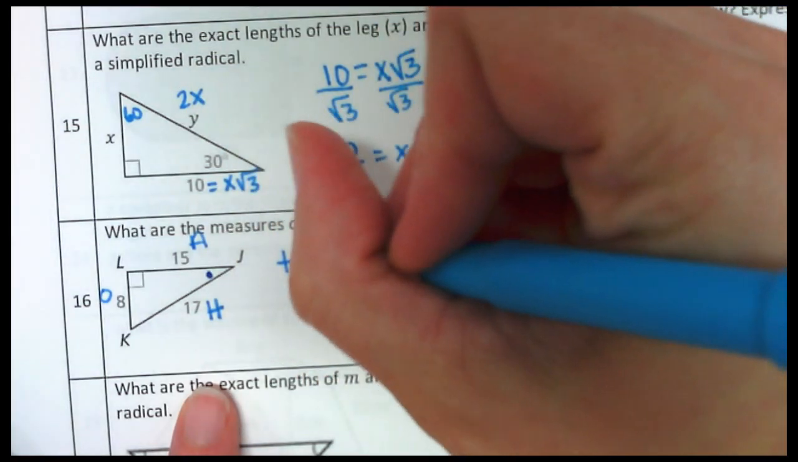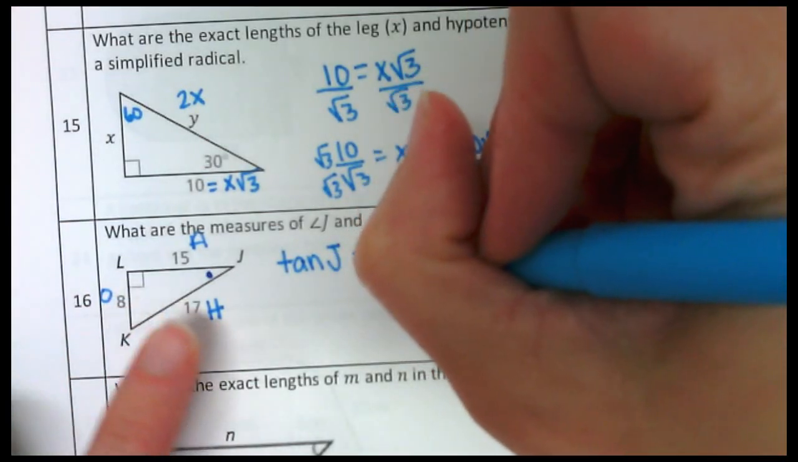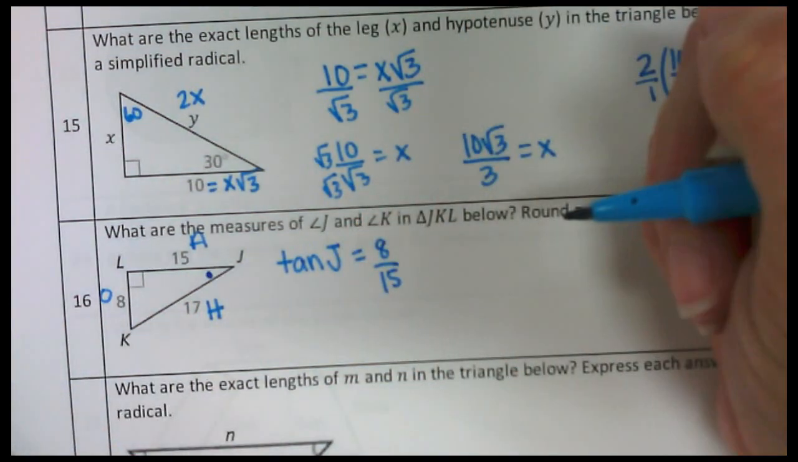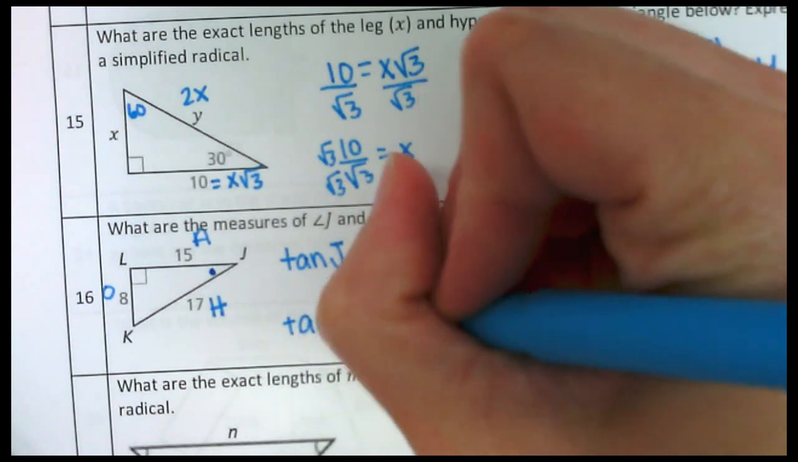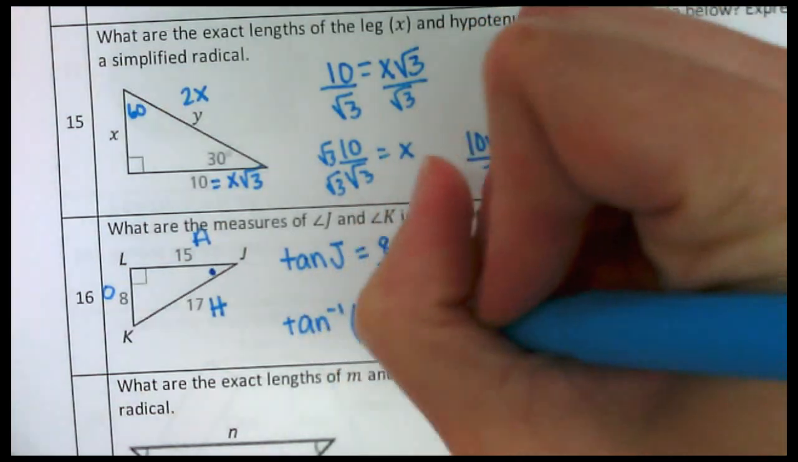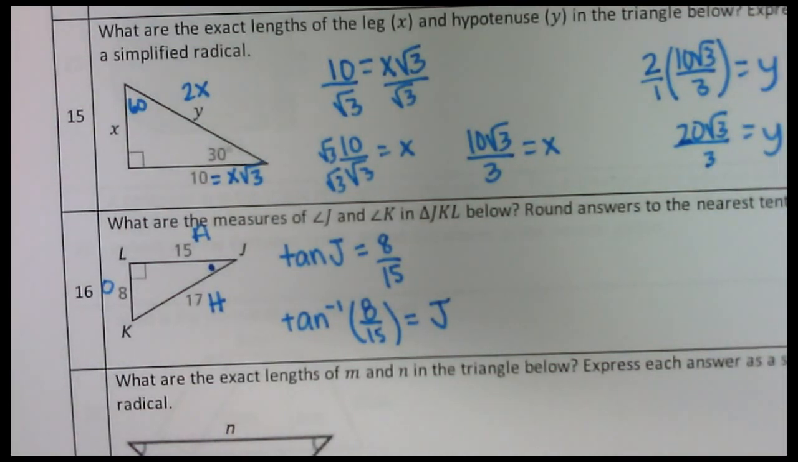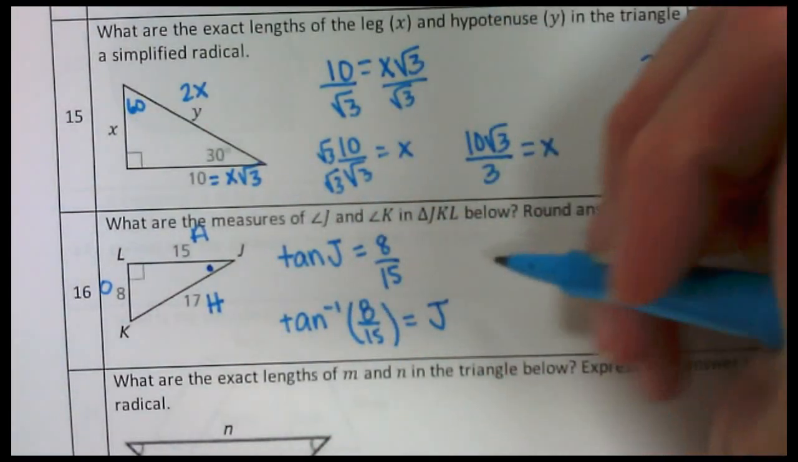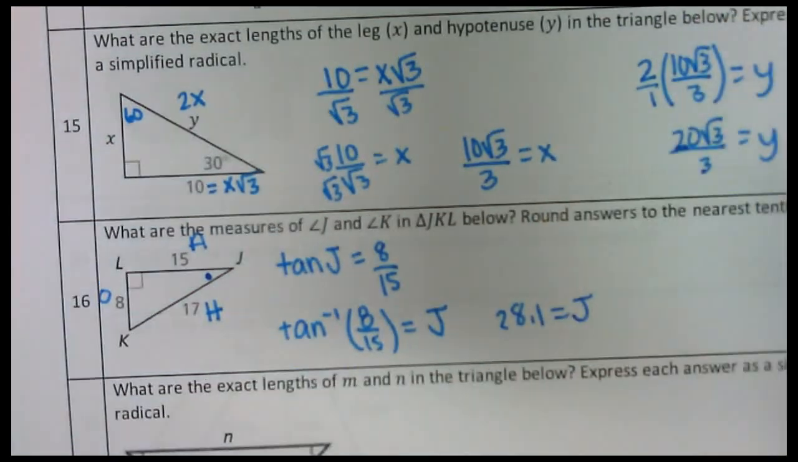So if I say the tangent of J, I would use opposite, which is 8, over adjacent, which is 15. When I don't know the angle, that's when I use the inverse button on my calculator. And then that'll give me my angle. So depending on what kind of calculator you have, you could maybe type it in exactly like that. You just have to make sure you use the inverse button, the one with the little -1. When you do that, you get 28.1 is J.